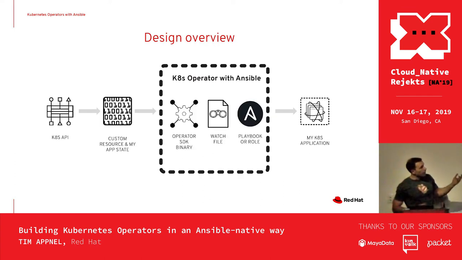So this is roughly what an operator using Ansible would look like. If you're familiar with the operator pattern, you'd see it's the standard: you're working with the API, you're working with a custom resource to manage your application state or your service's state. That point in the middle is where it's somewhat unique.